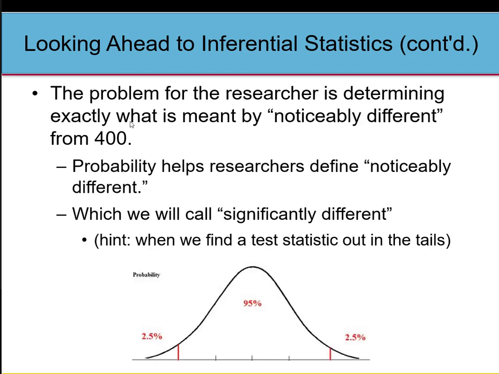The problem for the researcher is determining exactly what is meant by noticeably different from 400. Probability helps researchers define noticeably different, which we will eventually call significantly different. So like I say, a hint: when we find a test statistic way out here or way out here, it's noticeably different. Okay.